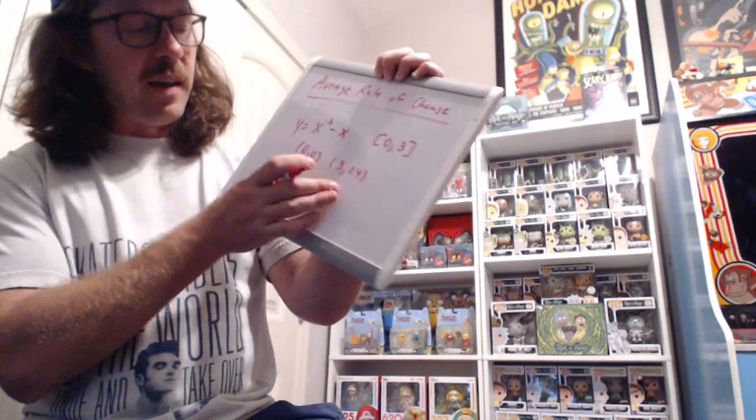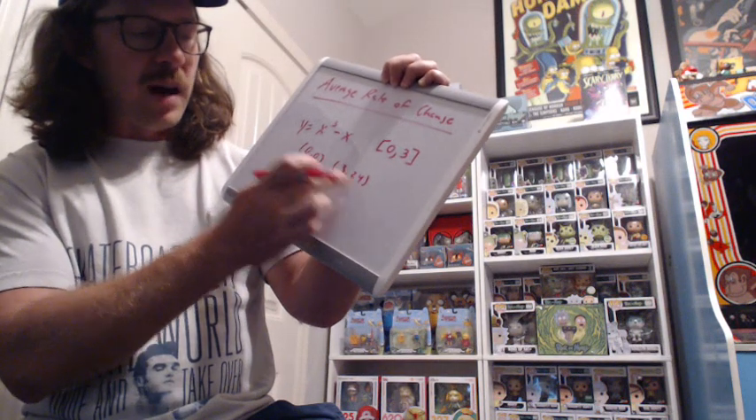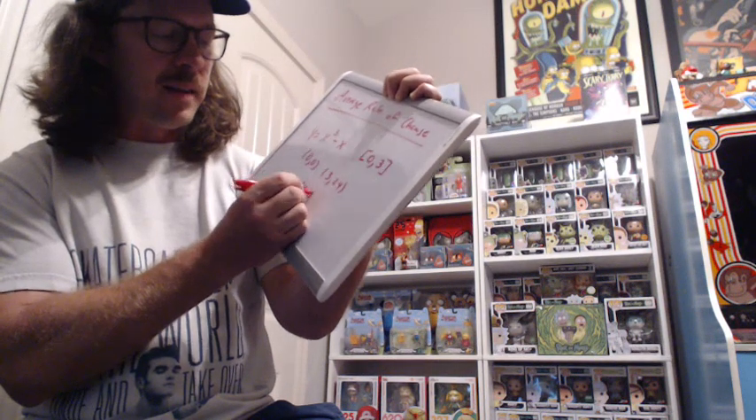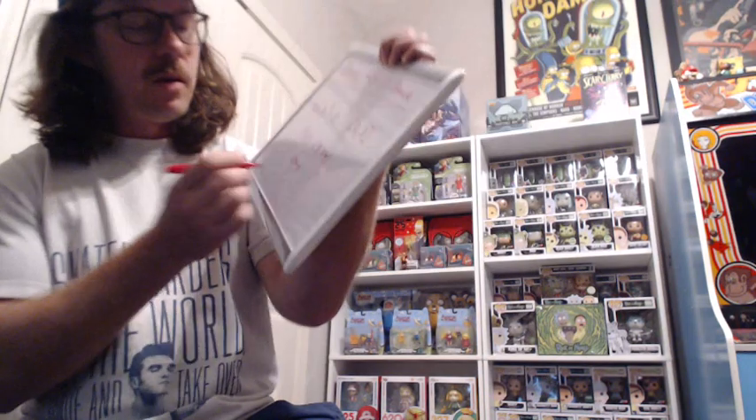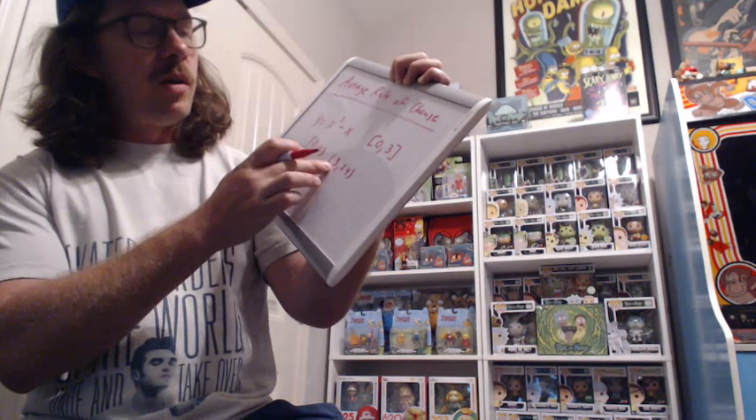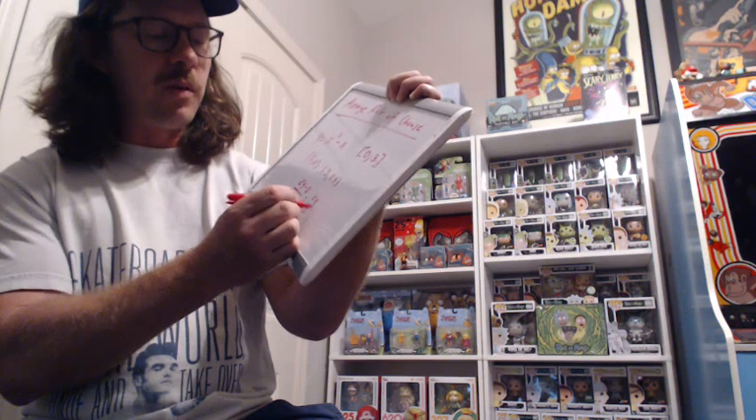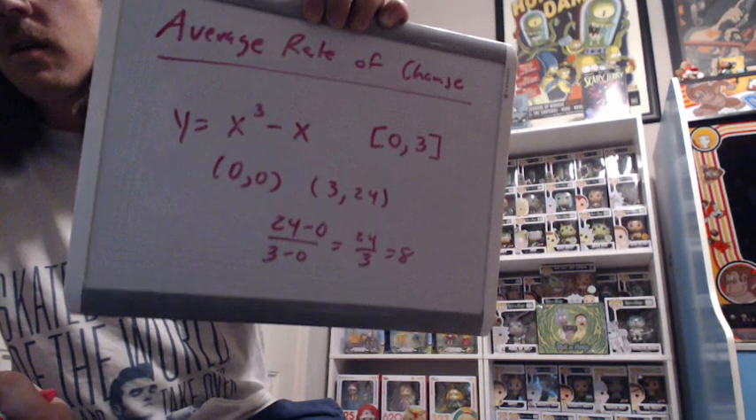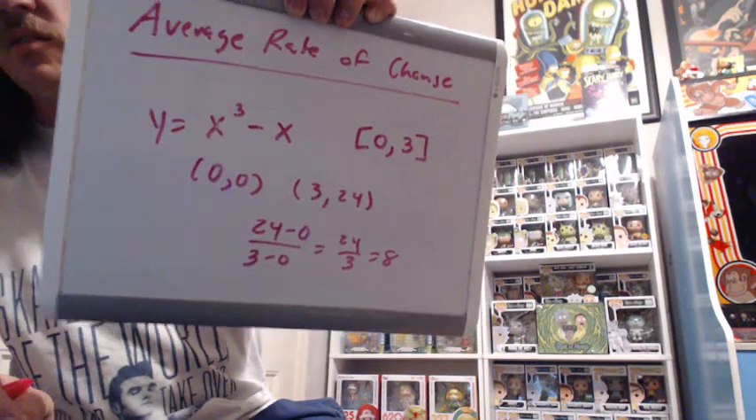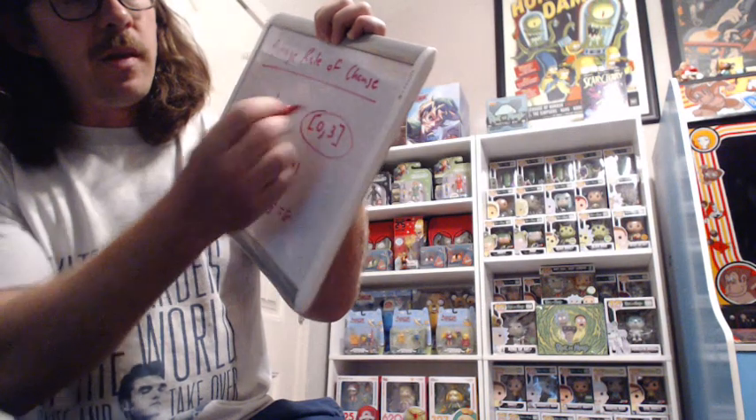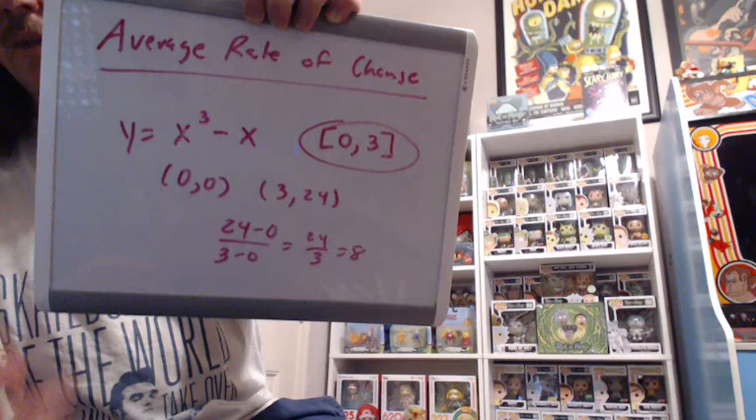Well, all you got to do is find the slope between these two. So watch. y2 minus y1, 24 minus 0, over x2 minus x1, 3 minus 0, which is 24 over 3, which is 8. So the average rate of change in that part of the domain would just be 8.